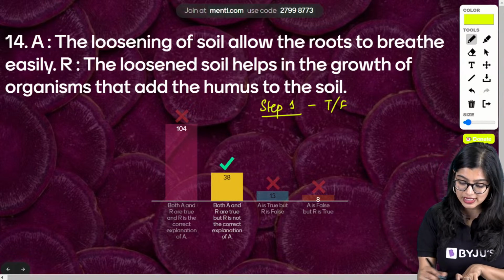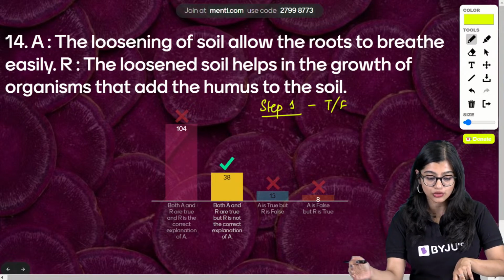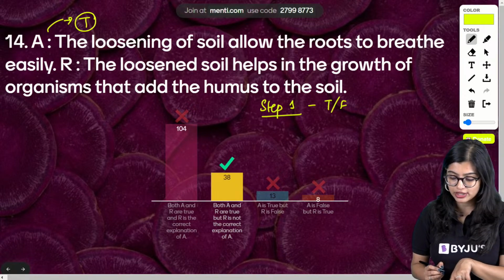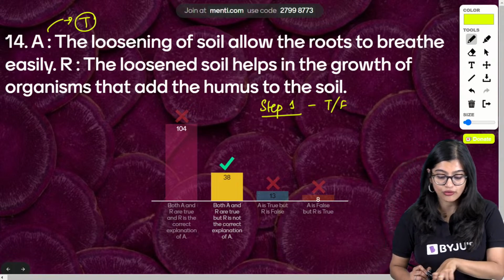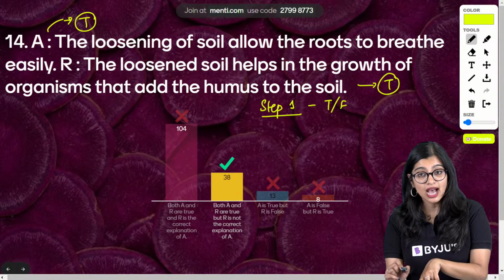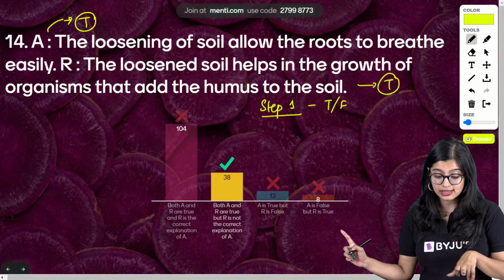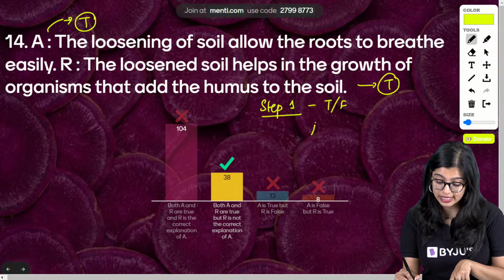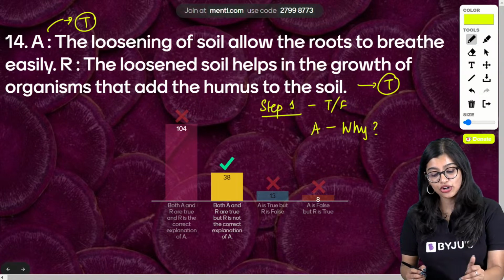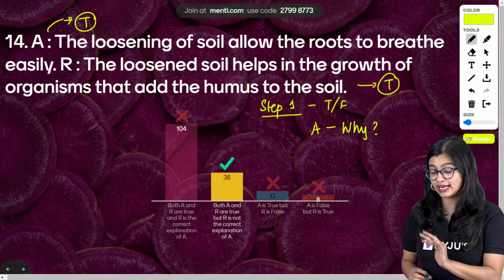Now, in this case, we see that the loosening of soil allows the roots to breathe easily. Yes? Now, in this particular case, we know that it's true. Loosened soil helps in the growth of organisms and humus to the soil. This is also true, right? But now, after both statements are true, after the assertion, ask yourself why. Now, your reason should justify that why statement.